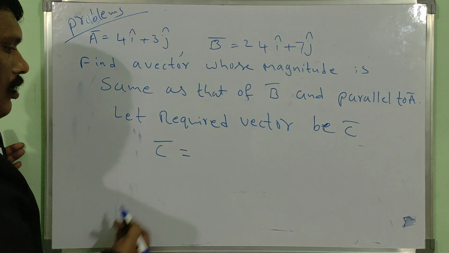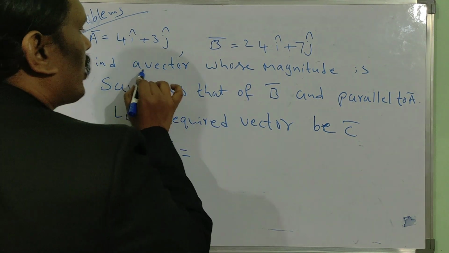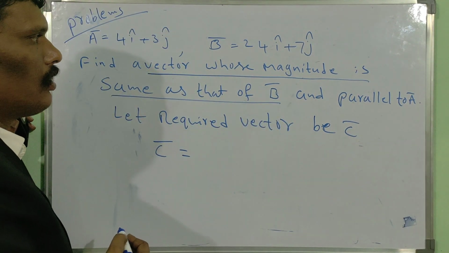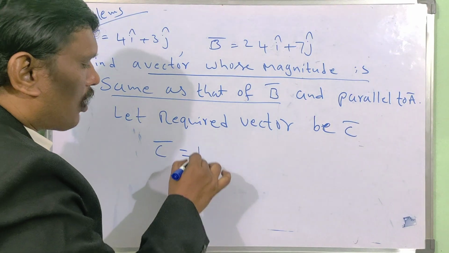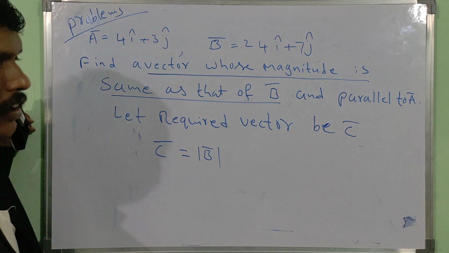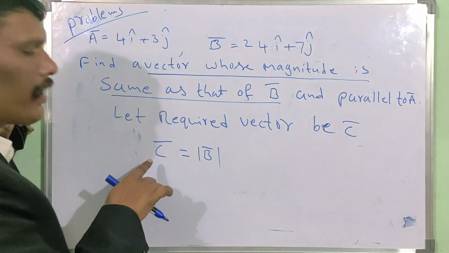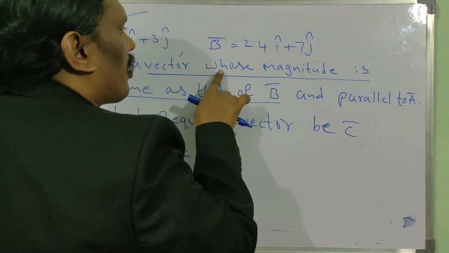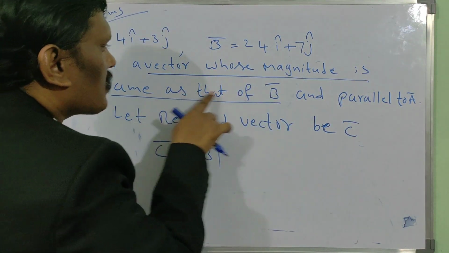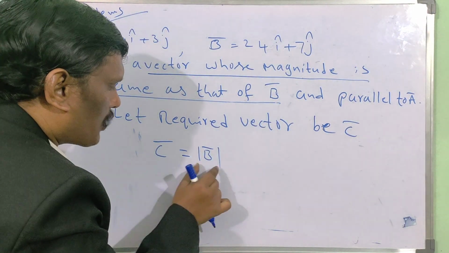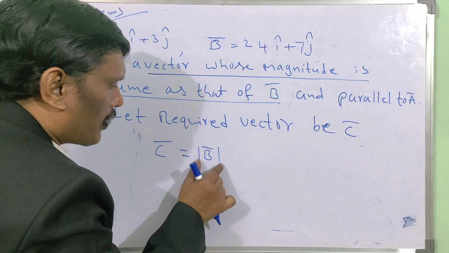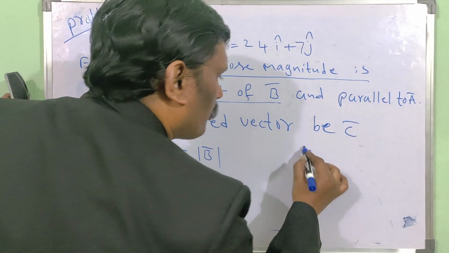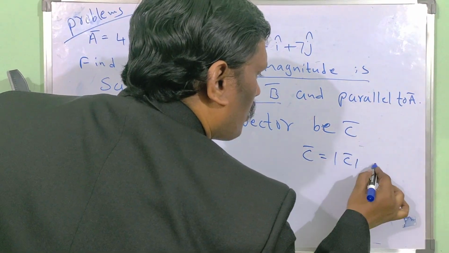Then consider C bar, the required vector. The required vector's magnitude is same as that of B bar. That means C bar vector magnitude is also same as that of B bar vector. That's why, as he said, we need to calculate one vector whose magnitude is same as that of B bar. Magnitude of C bar is needed because I need to write C bar means its magnitude and its unit vector.